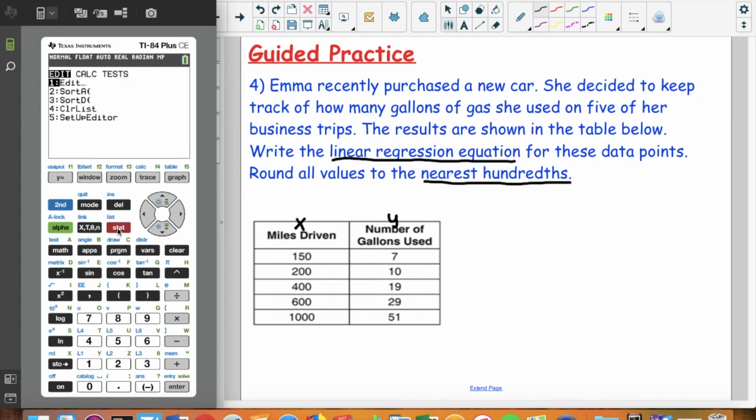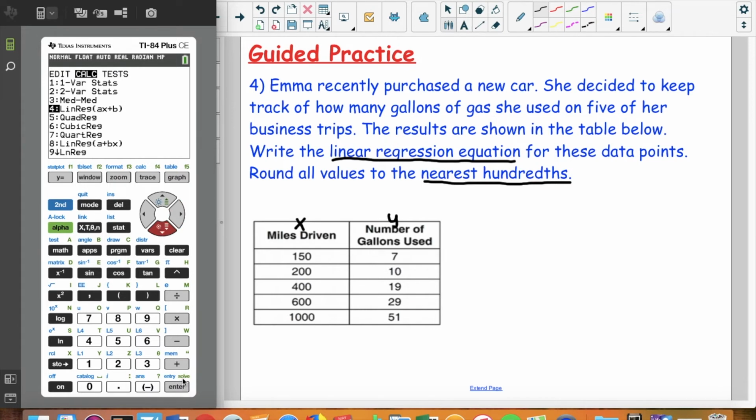So press the stat button again. I do want to draw attention to us using the stat button. Stat is short for statistics. We're in our statistics unit. That's why we're using this button a lot. So scroll over to calc. We're going to lin reg because we're doing a linear regression.